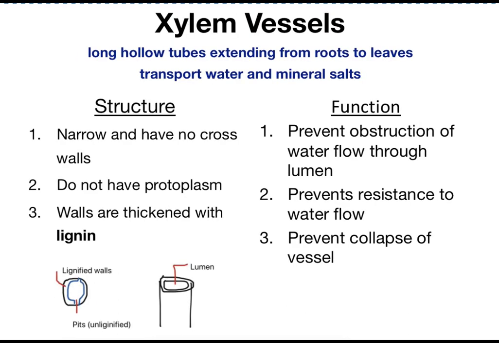Next, xylem vessels. Xylem vessels are long hollow tubes extending from the roots to the leaves. They transport water and mineral salts. Xylem vessels are narrow and have no cross walls. This prevents obstruction of water flow through the lumen. They do not have a protoplasm, which prevents resistance of water flow. And walls of xylem vessels are also thickened with lignin. This prevents the collapse of the vessel.